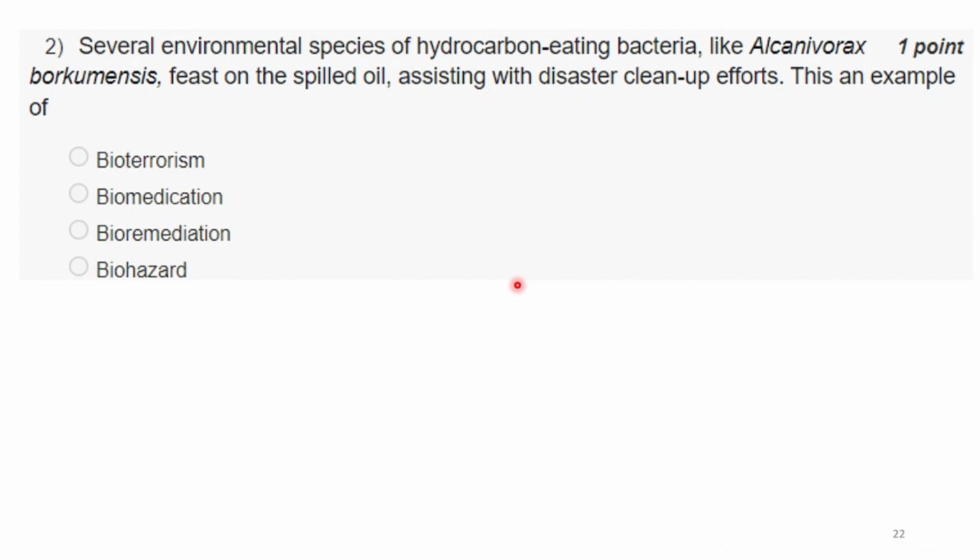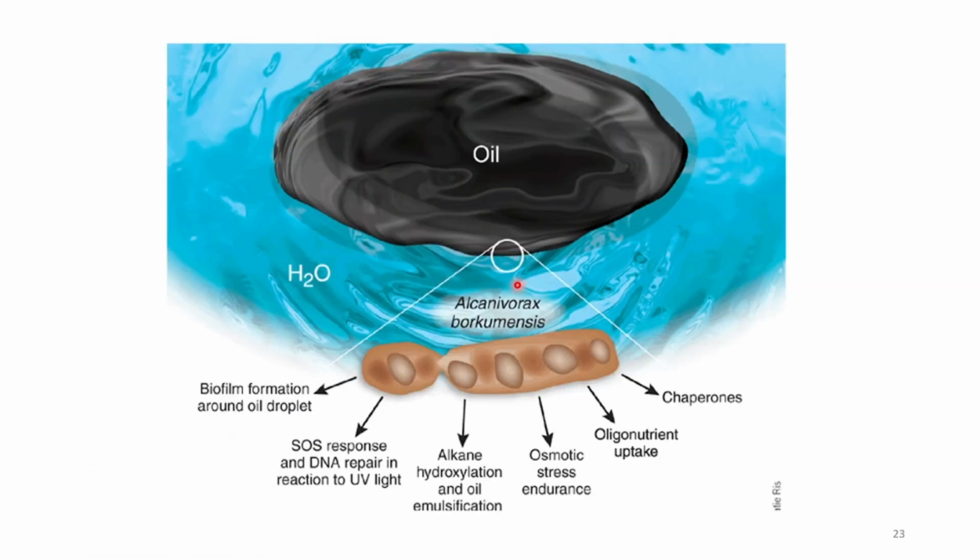Several environmental species of hydrocarbon-eating bacteria like Alcanivorax borkumensis feast on the spilled oil, assisting with disaster cleanup efforts. This is an example of... anybody? Bioremediation. Correct. You're correct. It's bioremediation. So what is bioremediation basically, and how does this process help?